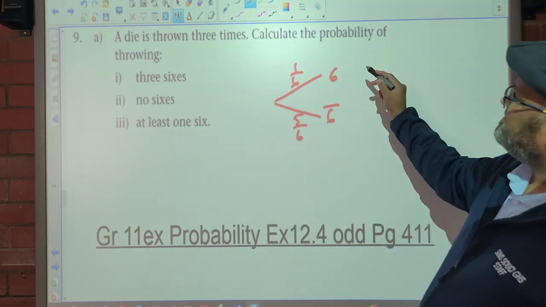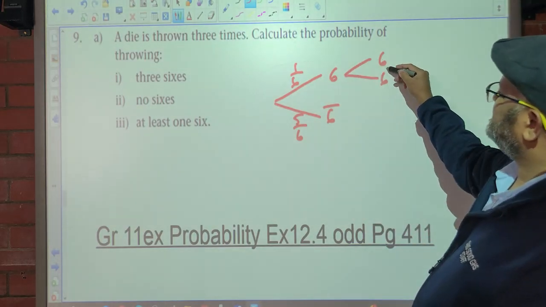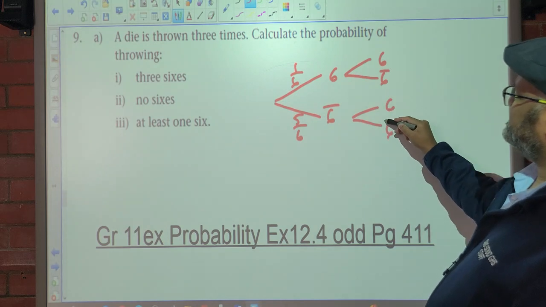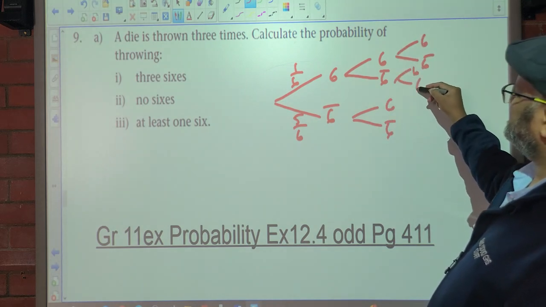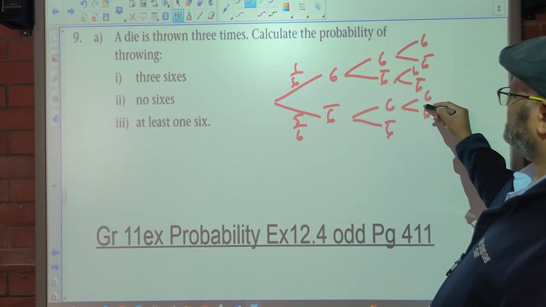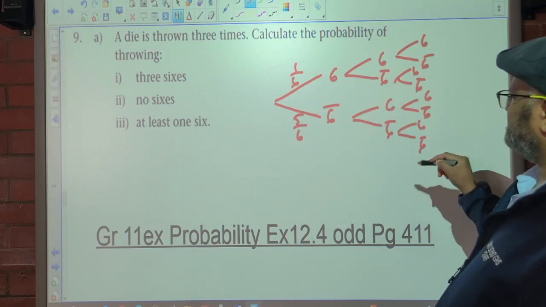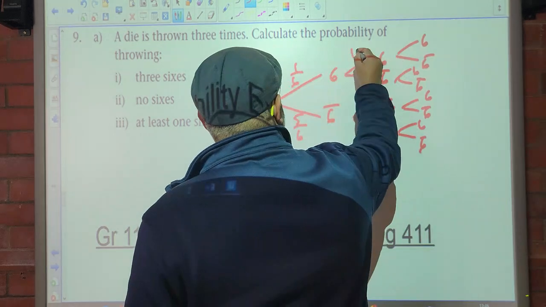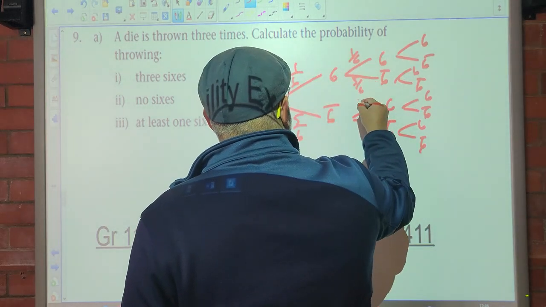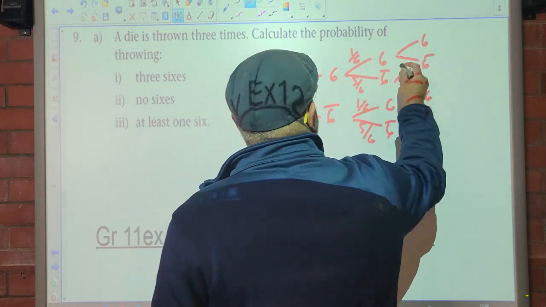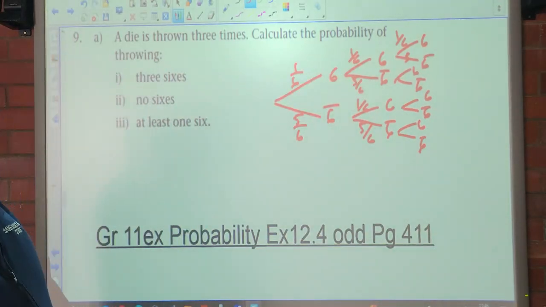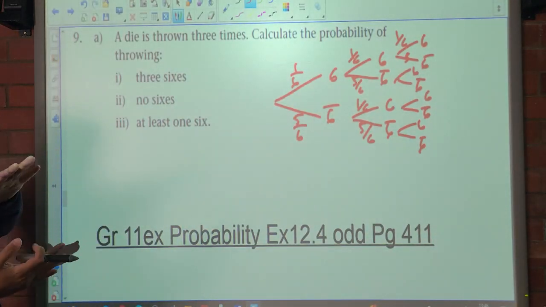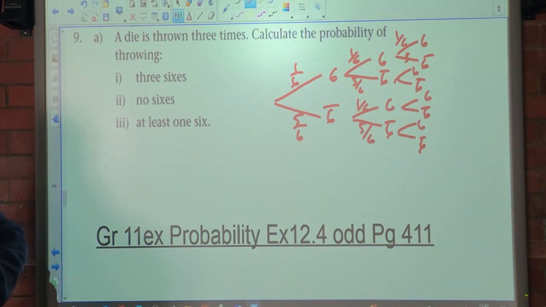So it's tossed 3 times. 6, no 6. 6, no 6. 6, no 6. And of course that's 1 out of 6, 5 out of 6, 1 out of 6, 5 out of 6, and so on. Because of the space, and I'm drawing and writing, you don't see it, so you have to write all of it.